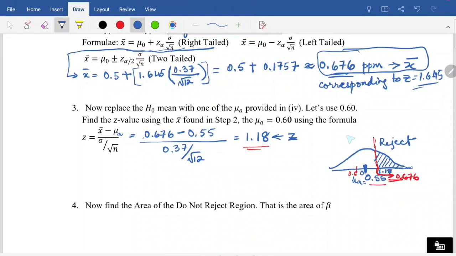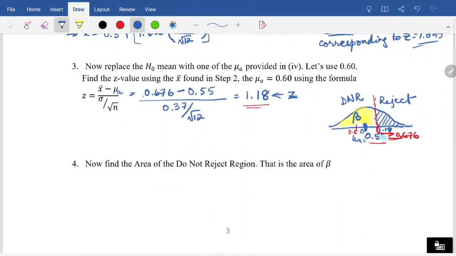And the other side, which is the do not reject region, is going to be the area, or the probability, of the type 2 error, which is beta. So beta is going to be the area of the do not reject region. All this area is going to be our beta. So that is the next step. I hope you understand the first 3 steps, because those are critical.